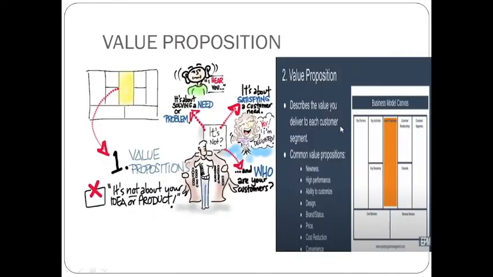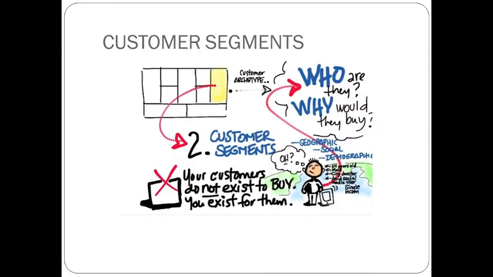Now the next section is the customer segment. Now you have to define in that chart paper who is going to be your customer, whom you are targeting. A simple example, if you take a newspaper, who is your customer? Your customer is your advertiser and the reader. So these two are your customers.